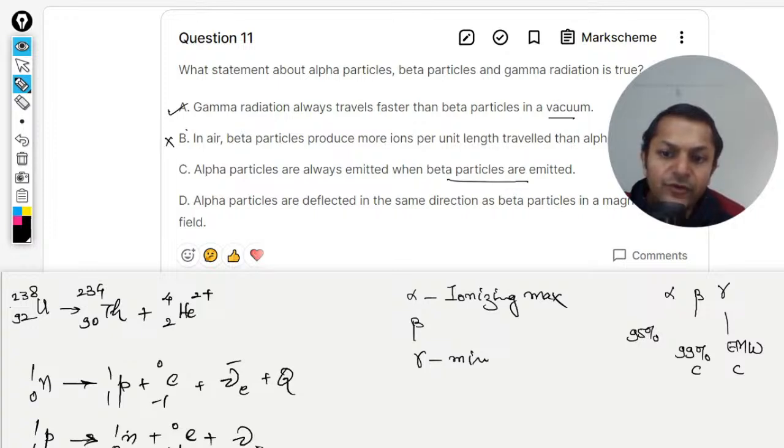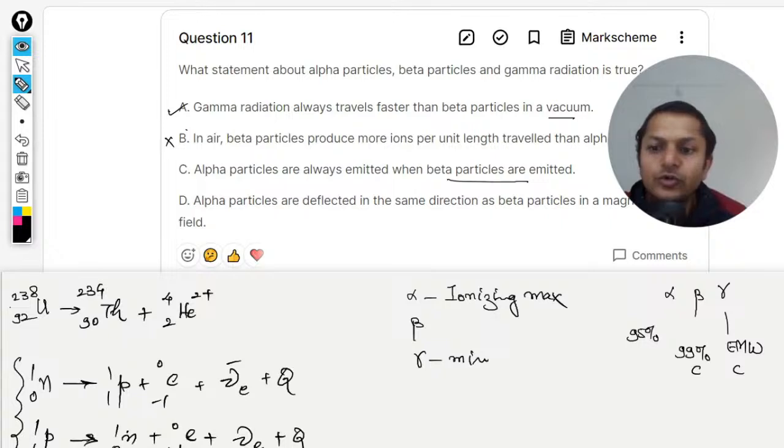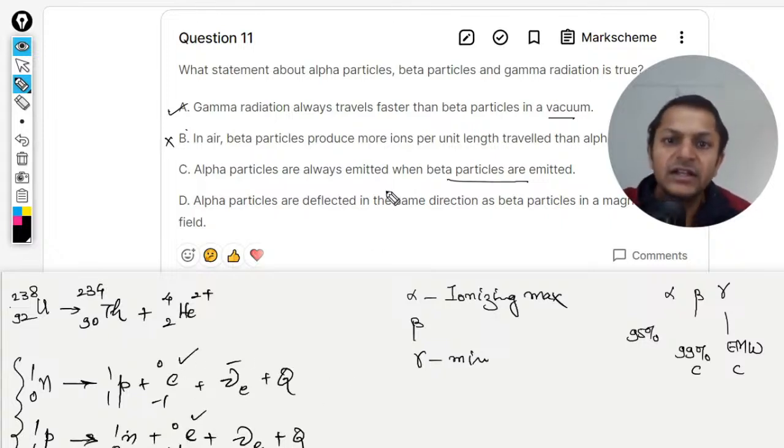It will be better if you remember these, okay? Like this. So these are the two reactions which take place in the case of beta. This is beta minus, this is beta plus, and so even C is wrong. D: alpha particles are deflected in the same direction as that of beta in a magnetic field.